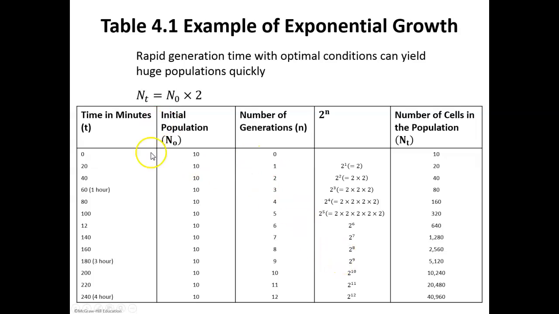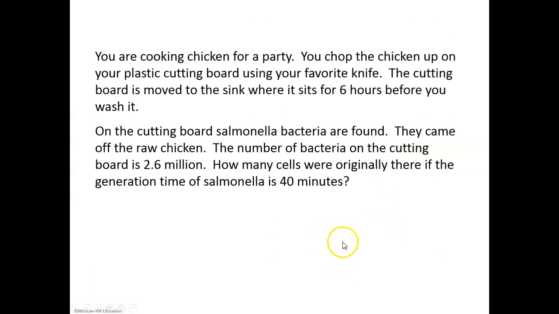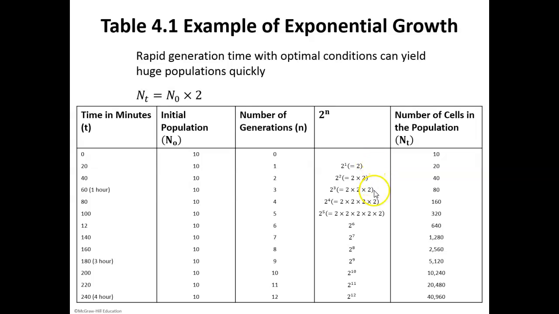And so this is just showing the time in minutes. So 4 hours here. This is showing the initial population. That doesn't change because that population didn't change. This is showing the generation time, and this is showing how to figure out the number of generations. And so then this is the number of cells in the population, okay?